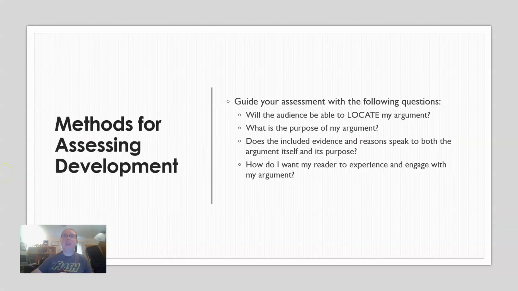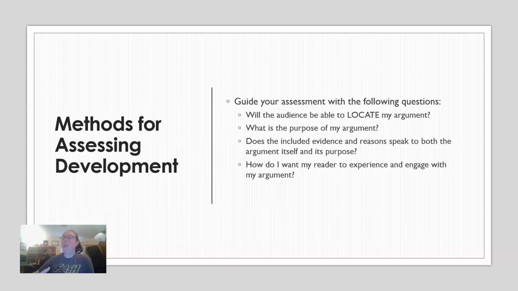So to sort of summarize what we've talked about, when we are assessing our argument development, we can really do so by asking ourselves these 4 questions. First, will the audience be able to locate my argument? This one can be particularly difficult, especially if you look at it through the eyes of the writer, or if you're looking at it through your eyes as the writer.